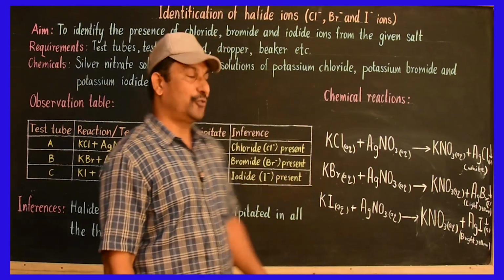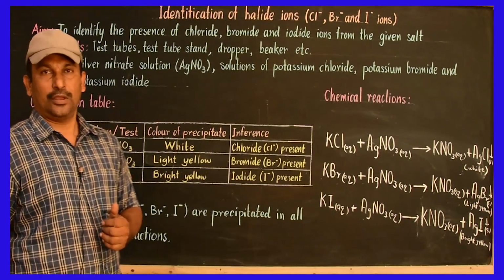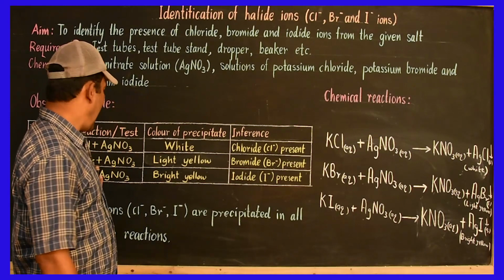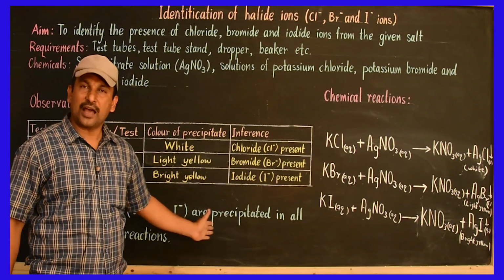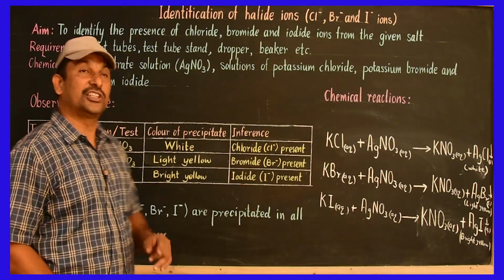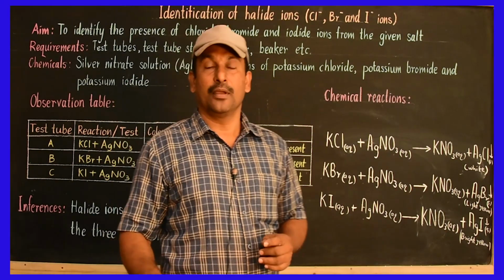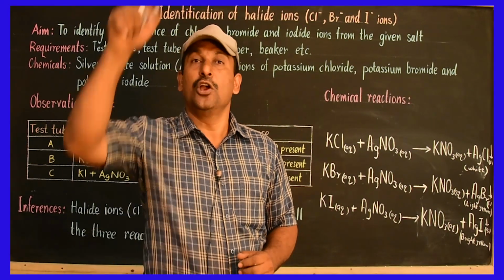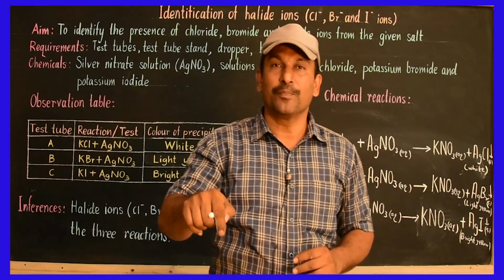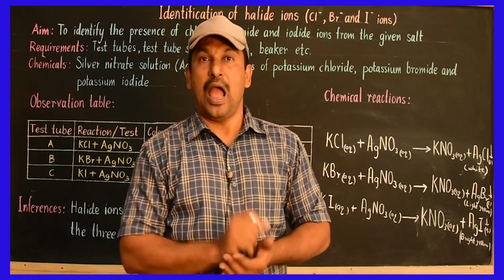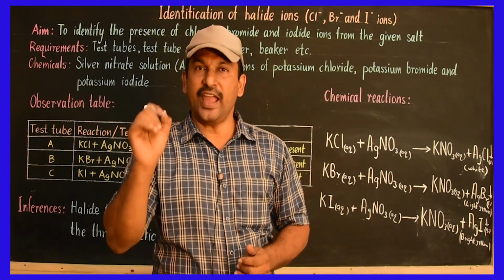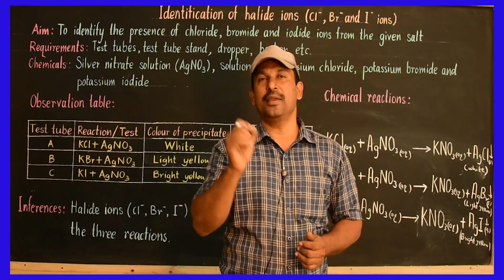And finally, you have to write down the inference. We have already written inference here, but one final statement: halide ions Cl⁻, Br⁻ and I⁻ are precipitated in all three reactions. And remember one thing, wherever precipitation has taken place, you indicate it by a downward arrow. The downward arrow shows that precipitation has taken place. And you know, all the halogens belong to the same group, and hence they show similar chemical reactions.